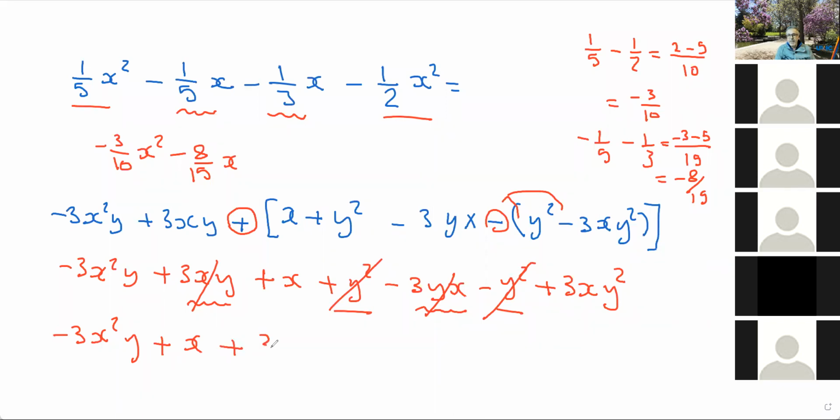And then plus 3x y squared. These are not like terms because here the square is on the x and here is the square on the y. So far so good.